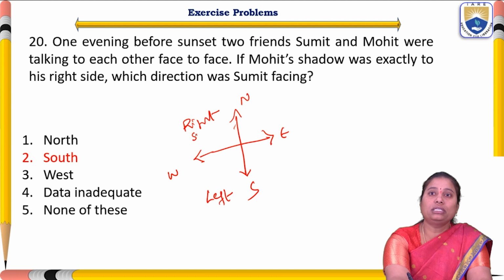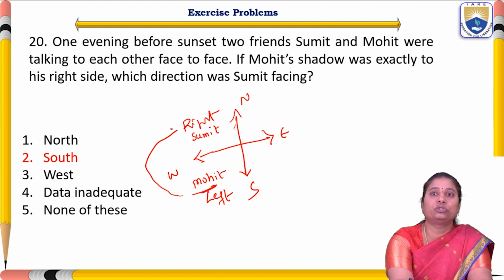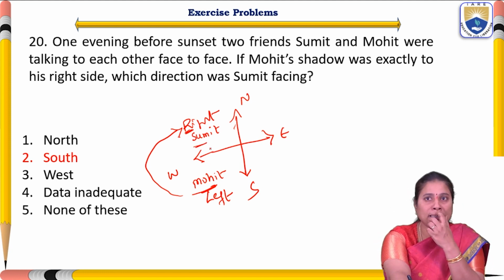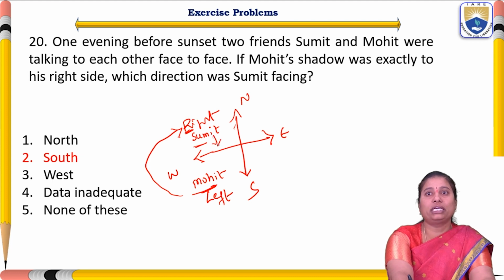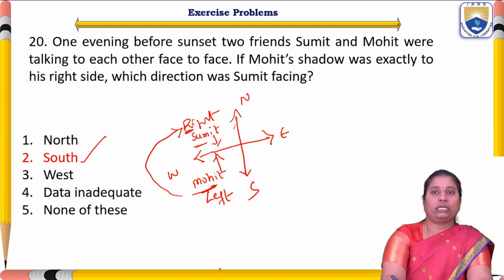So Sumit is at this position, right side, and Mohit's shadow is at the right position. Means at this right position, who is there? Sumit is there. And that too, they are facing each other, means Sumit is facing the south direction and Mohit is facing the north direction. So now Sumit is facing the south direction.